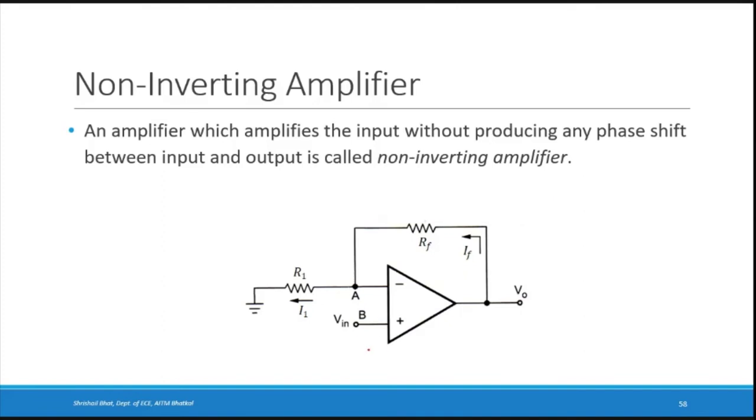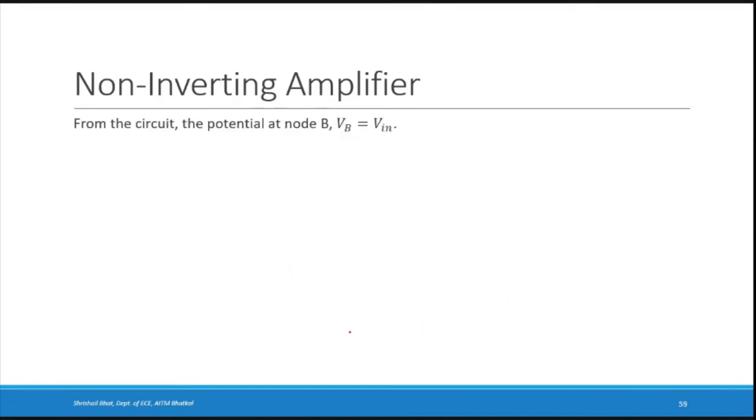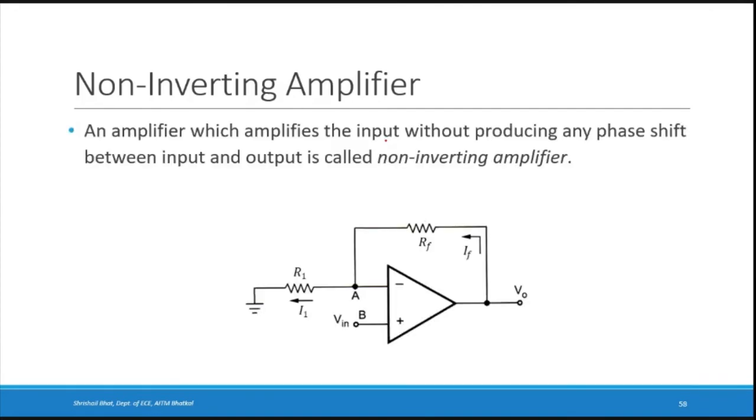The potential at node B is equal to Vin, Vb is equal to Vin, because the input voltage is connected to node B. Then from the concept of virtual ground, Va is equal to Vb. Since Vb is equal to Vin, Va is also equal to Vin.